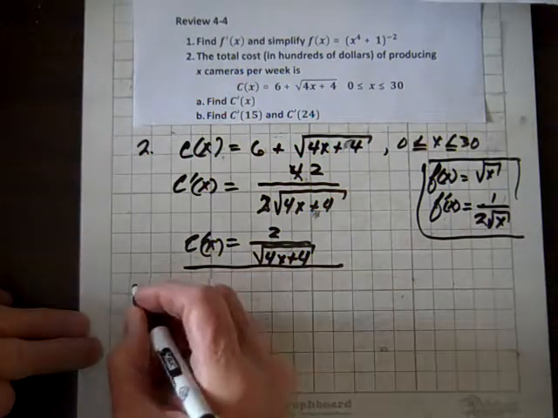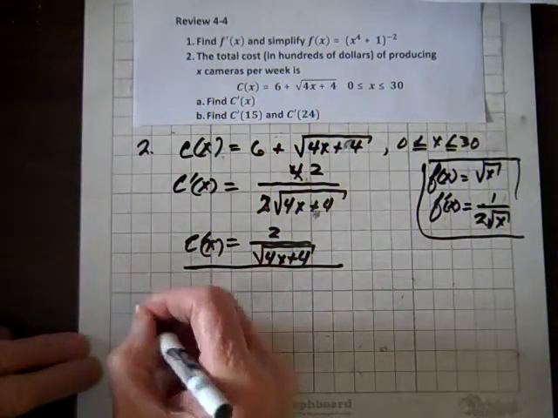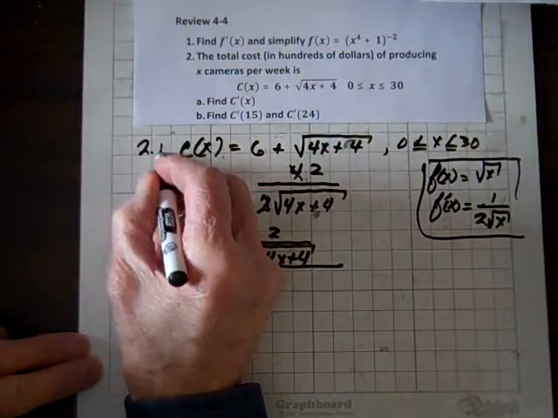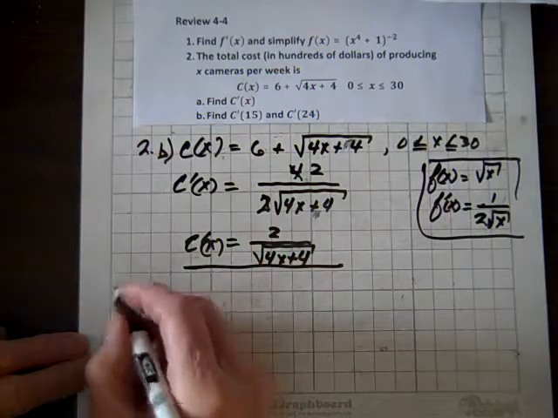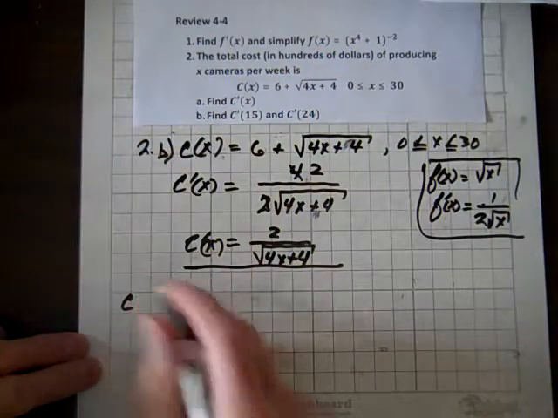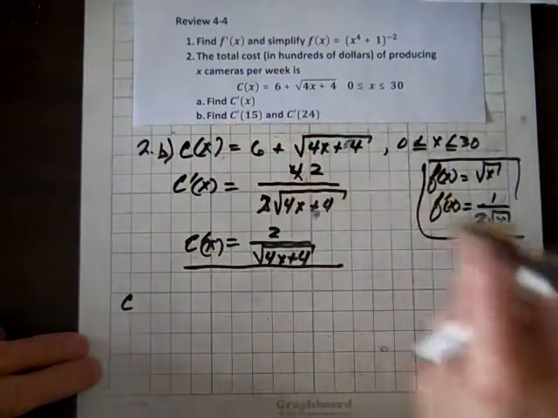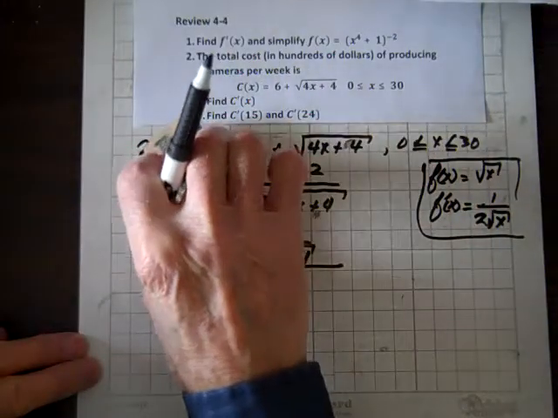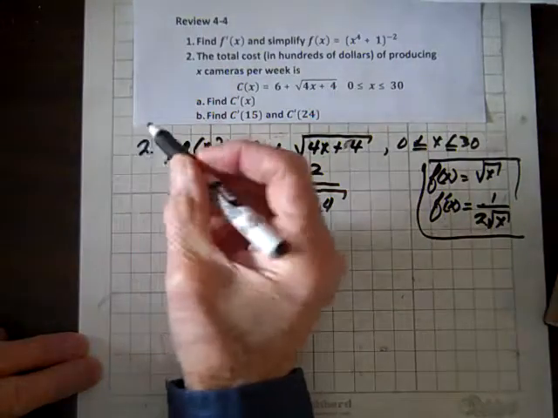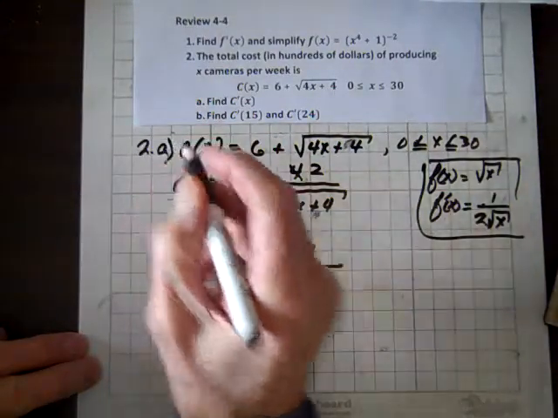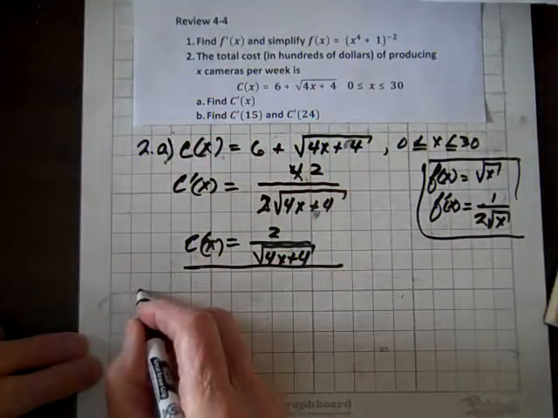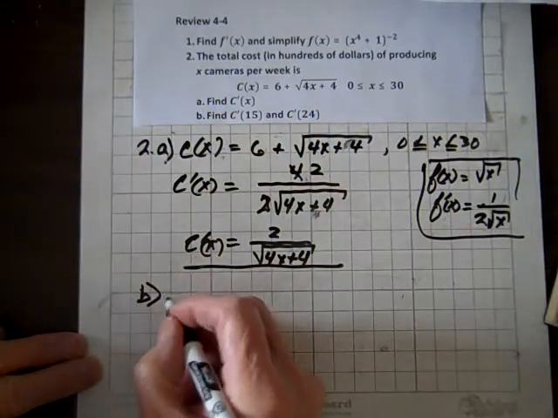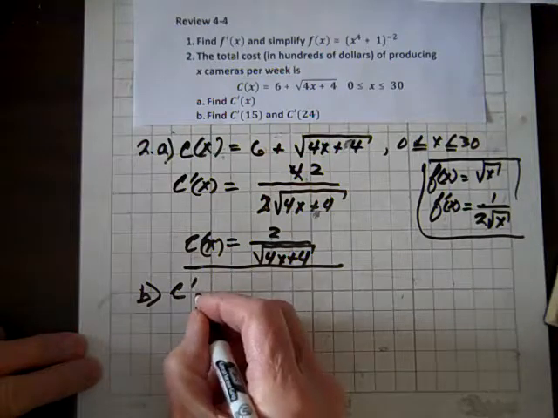Now, we've got that. We've been asked to find, this is b, by the way. Previous one was a. For c, or excuse me, I beg your pardon. Yeah, this is b. Sorry, this is a. For part b, we've been asked to find c prime of 15.